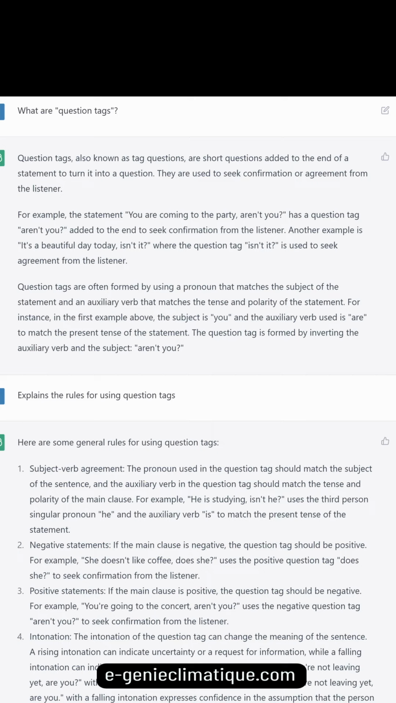Another example is, "It's a beautiful day today, isn't it?" where the question tag, "Isn't it?" is used to seek agreement from the listener. Question tags are often formed by using a pronoun that matches the subject of the statement and an auxiliary verb that matches the tense and polarity of the statement. For instance, in the first example above, the subject is you, and the auxiliary verb used is are, to match the present tense of the statement. The question tag is formed by inverting the auxiliary verb and the subject, "Aren't you?"